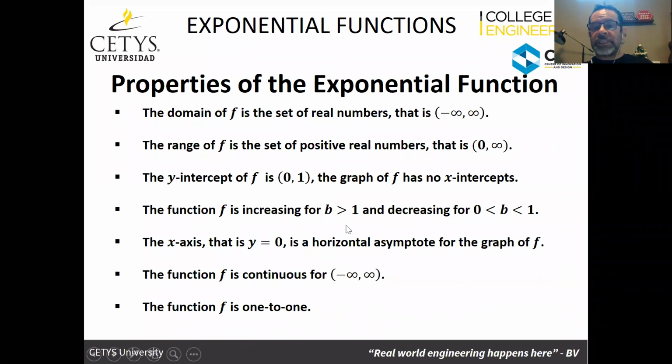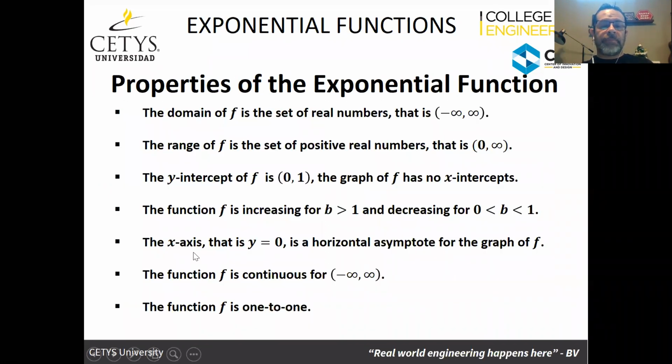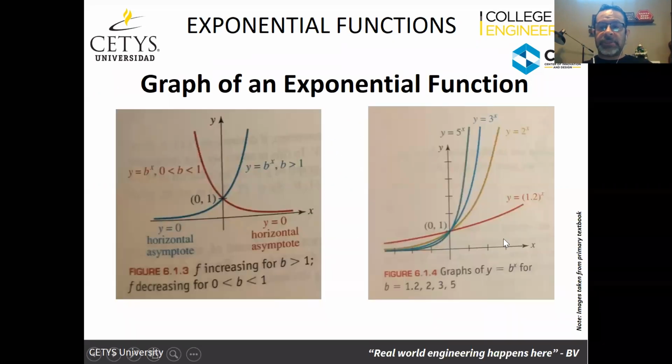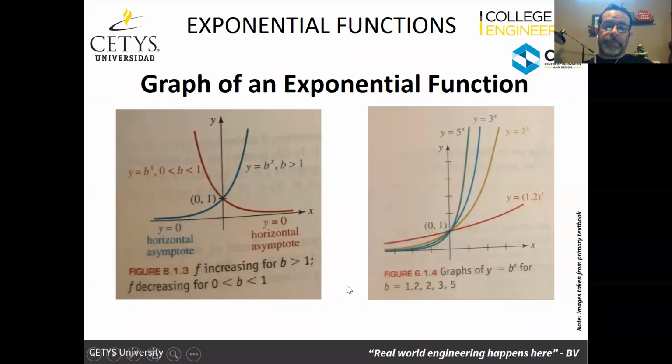The function is increasing for b larger than 1 and decreasing for b between 0 and 1, and that's what we're saying. If b is larger than 1, it's going to be increasing. If b is between 0 and 1, it's going to be decreasing. The x-axis is the horizontal asymptote, so it's never going to cross the x-axis. It's continuous from minus infinity to infinity, so it's never going to have a break here.